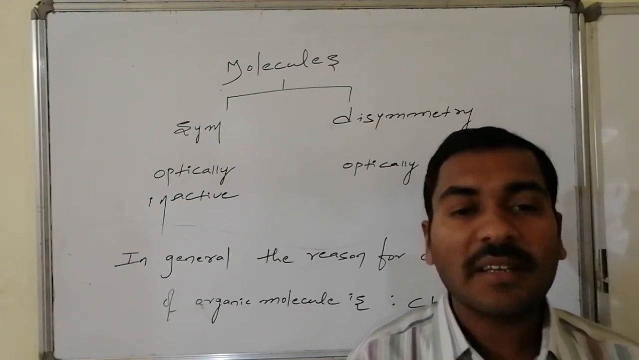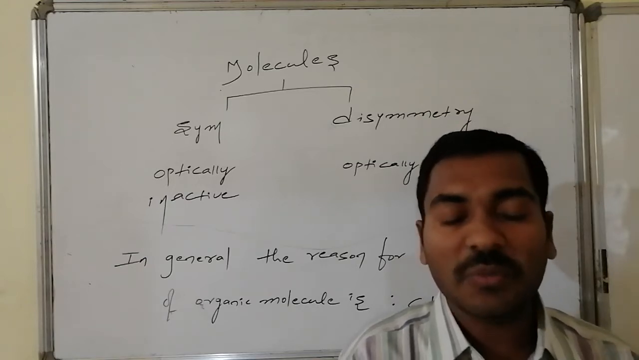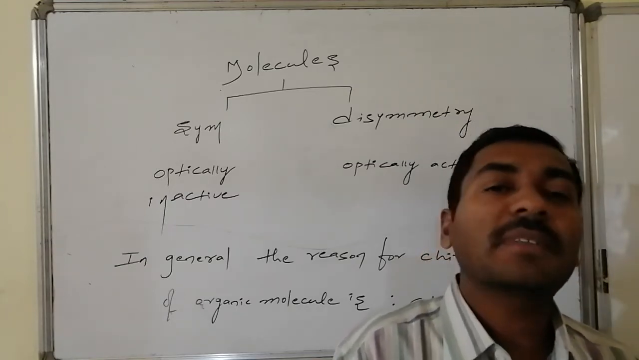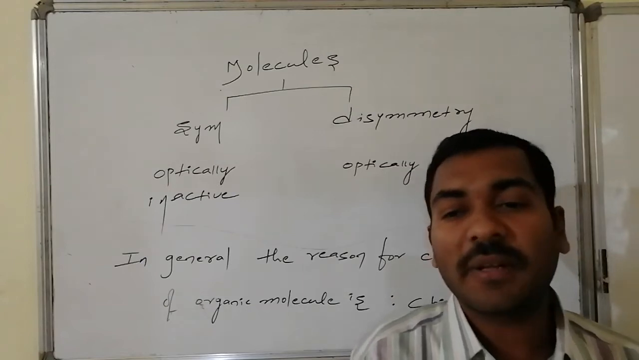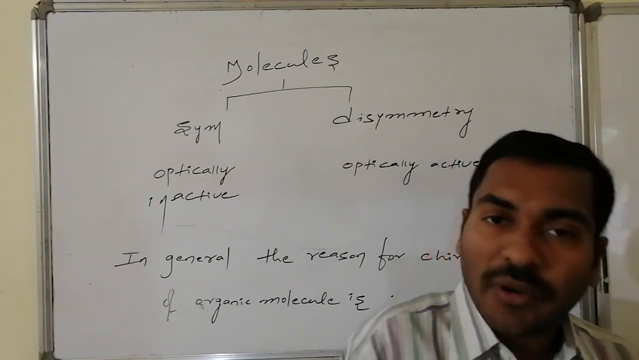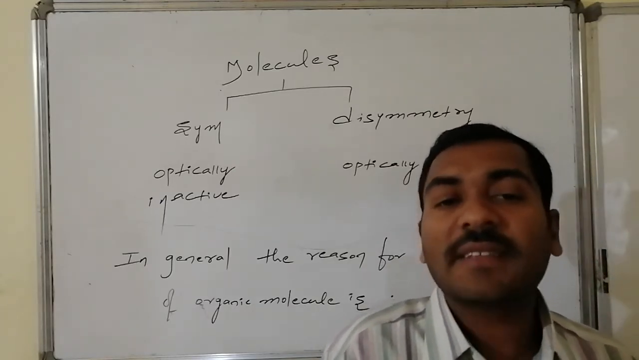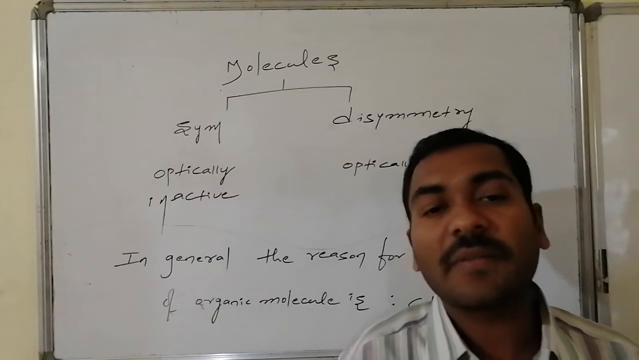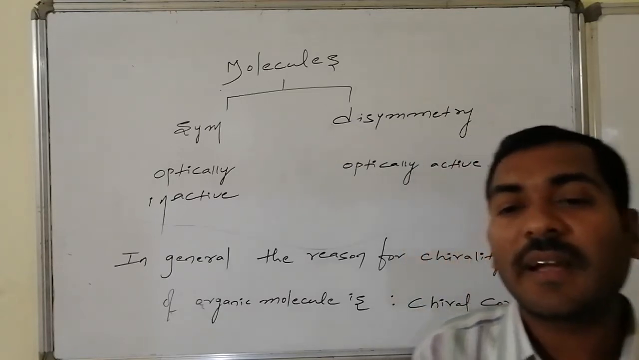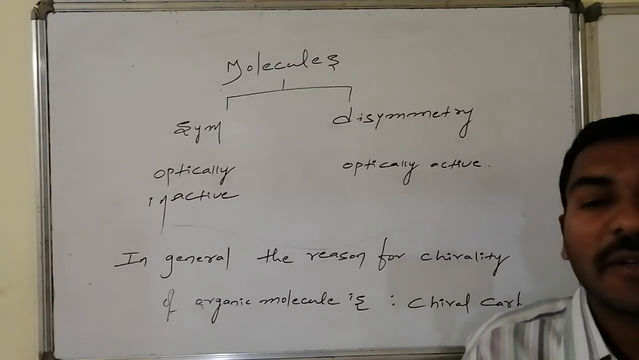But this is a general cause. Sometimes exceptions are also there, but majorly we can assume that molecules containing chiral carbons will become optically active. Thus, the carbon which is connected with four different valencies, which is believed to be the reason for the optical activity of an organic molecule, is known as chiral carbon. Thus, molecules containing chiral carbons are optically active molecules.